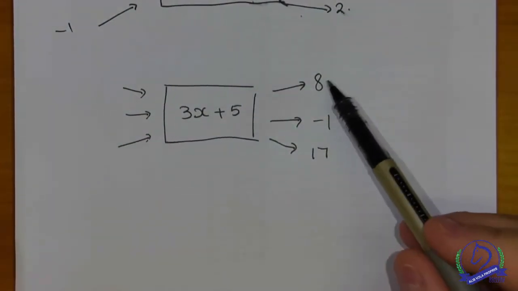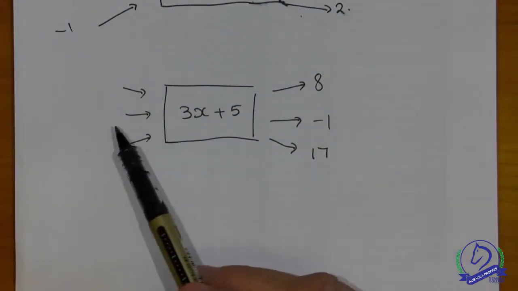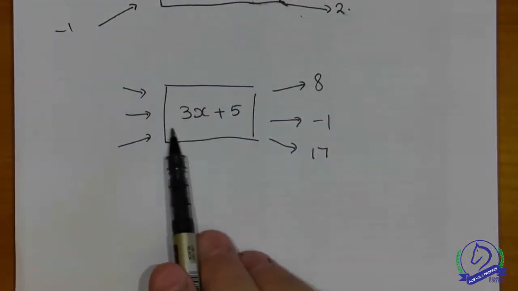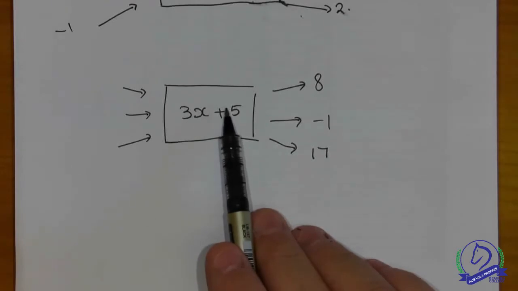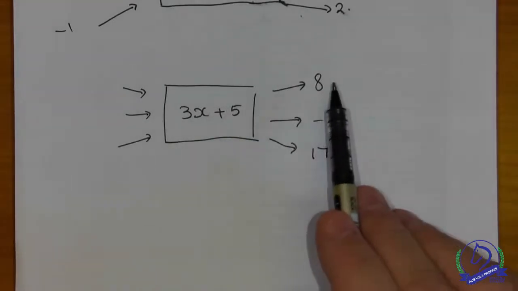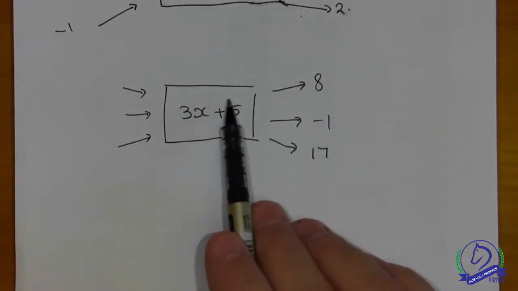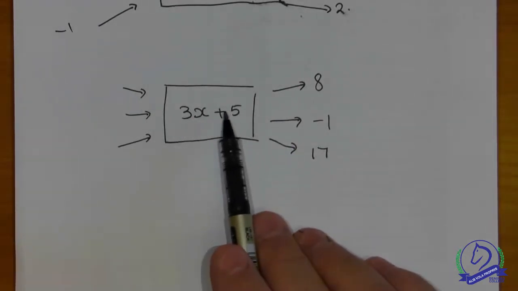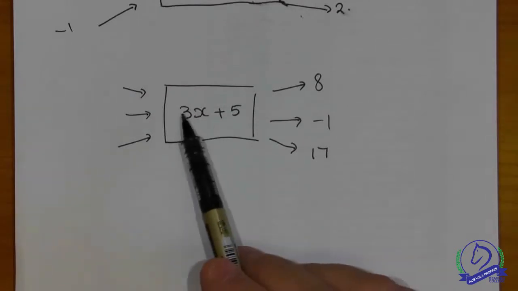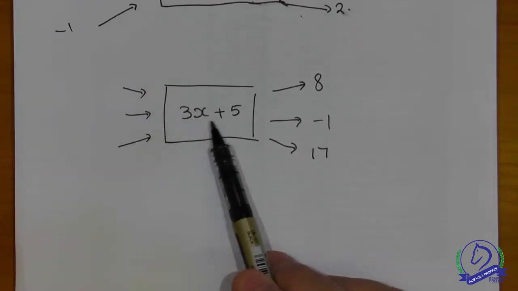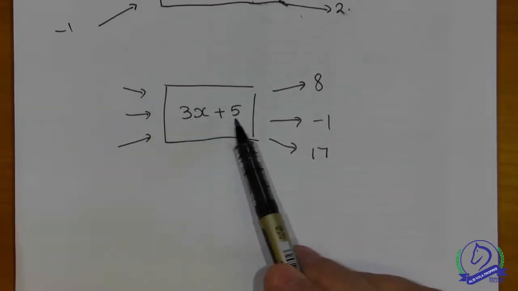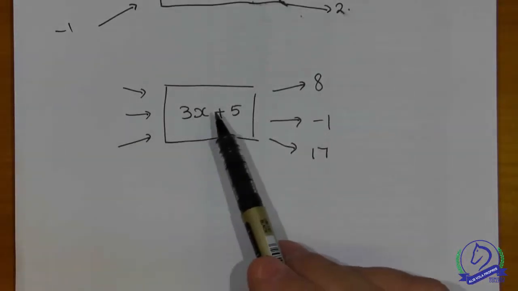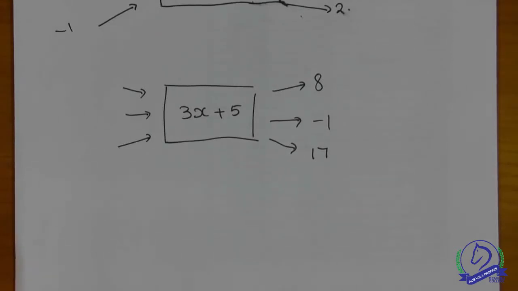How do I get back to the input? The rule said that whatever you put in, you first multiply by 3 and then add 5. The inverse rule means you're going to go backwards and use the opposite operations, or inverse operations, of the ones you've used, in the reverse order as well. Here we first multiplied by 3, then added 5. So to get to the inverse, we first subtract 5 and then divide by 3, and that would give us our input.